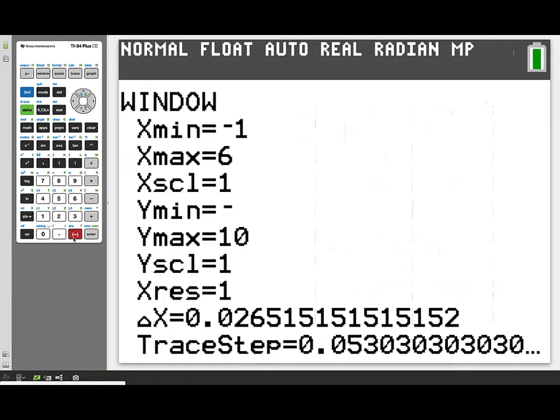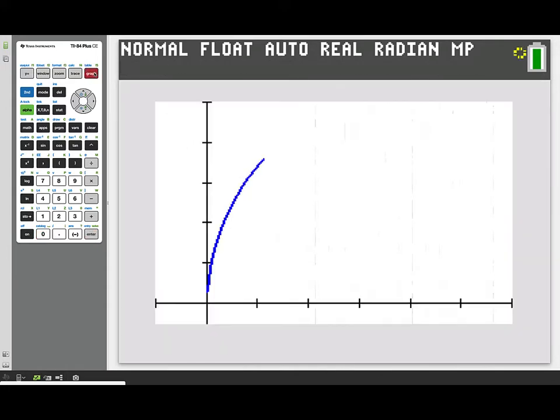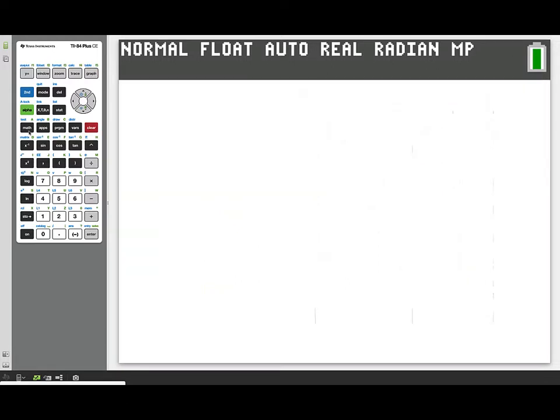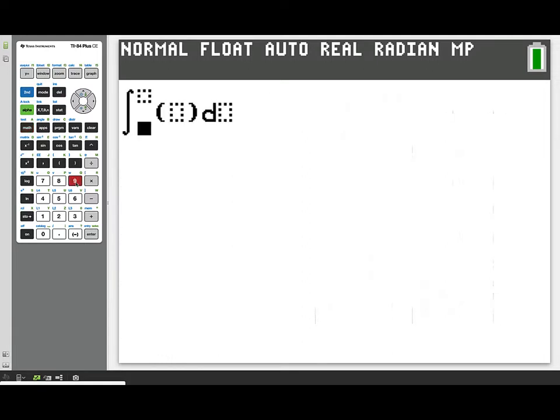Now looking at that function, it looks like it could get as large as 450, and it would never be negative because of the positive square root there. So I'm going to set my y min to negative 50, so we get the horizontal axis in the picture, and my y max to 500. Let's set the y scale to 100. Let's take a quick look at our graph, and here's what it looks like. We're getting something that looks like one hump of a sine curve, in a sense.